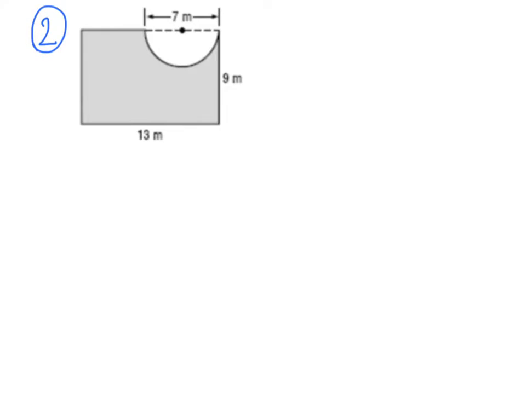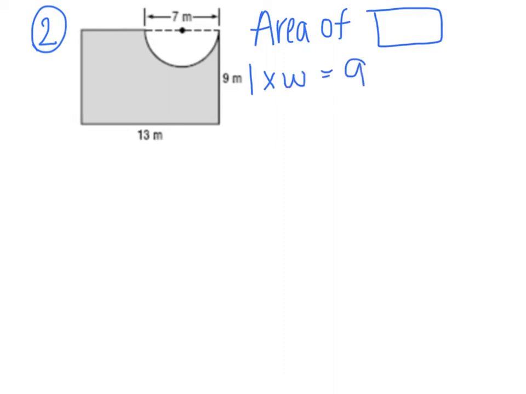So the first thing we're going to do is always take the area of the larger shape. So we are going to find the area of the rectangle, which is length times width, which equals 9 times 13, which is 117 meters squared. Then we are trying to find the area of a half circle, but in order to do that, we're going to look at the whole circle and then divide by 2.